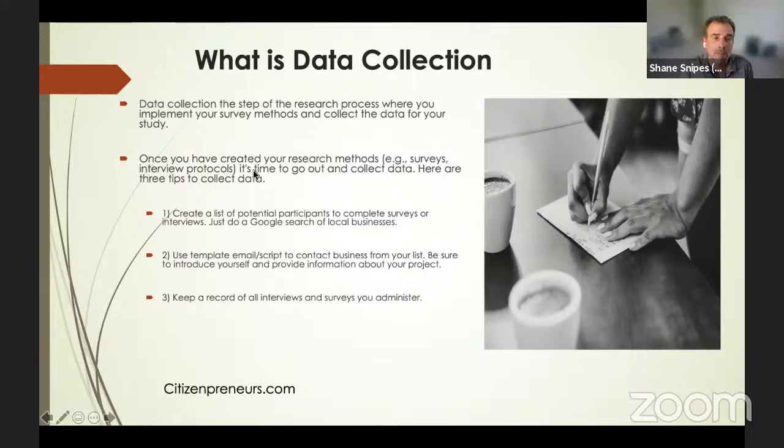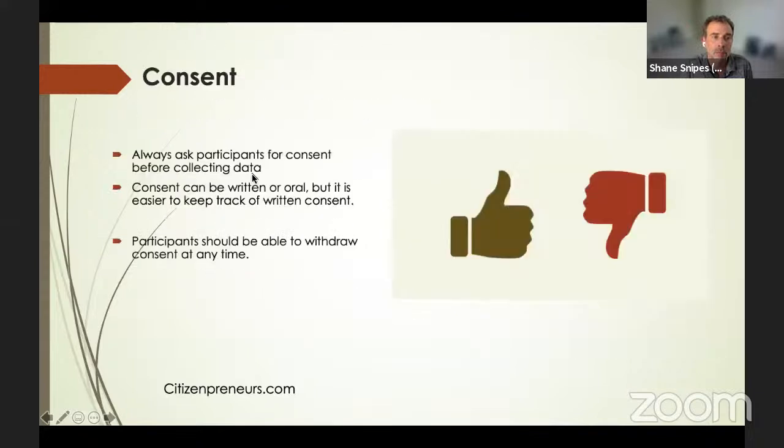So I guess we can move on. Okay, yeah. So we're moving on to consent. This is a big part of data collection. With everything you collect, you want consent. So you always ask participants, will you participate? It could be just simple, like, will you take the survey for me? And if they say yes, then you can continue. It can be written or oral. Usually it will be oral, or you can write it out. It's a good practice just for the research process. And the participants should be able to withdraw consent at any time.